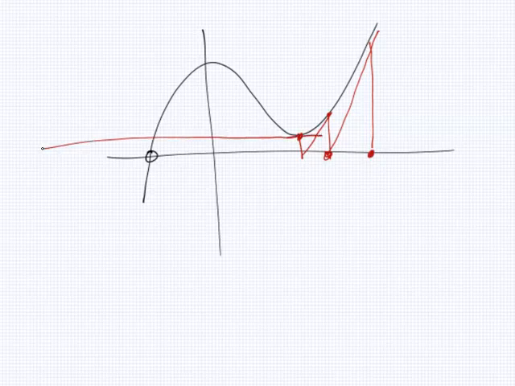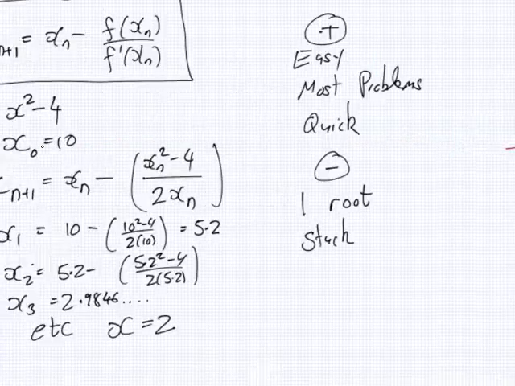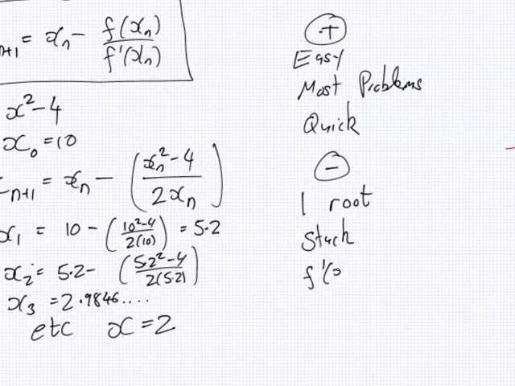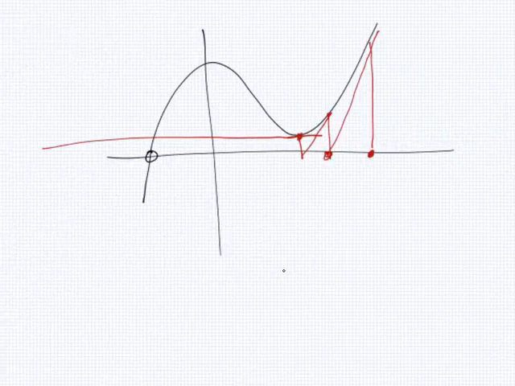No answer, because it's at a turning point. So it can get stuck, and also the derivative can't be 0 because you can't divide by 0. Yeah. And it can also get stuck as well.